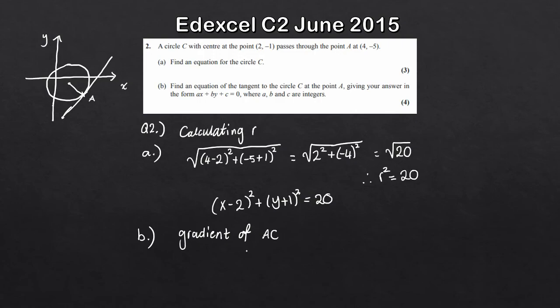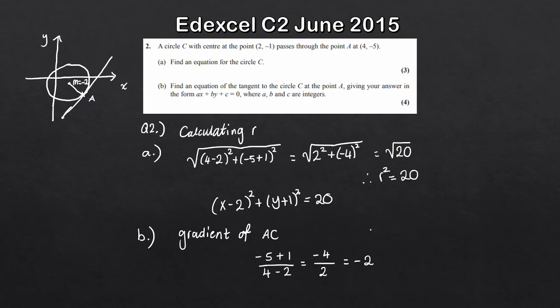So the gradient of AC, well, that's simply going to be minus 5 minus 1, so minus 5 plus 1, divided by 4 minus 2. So minus 5 plus 1 is minus 4. We divide that by 4 minus 2, which is 2. So minus 4 divided by 2 is minus 2. So that's the gradient for this point here to here. So that's a gradient of minus 2, which would make sense. It's a negative gradient. And obviously it should make sense that this is a positive gradient, because we're going up.